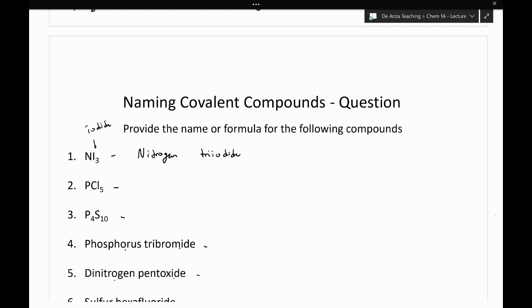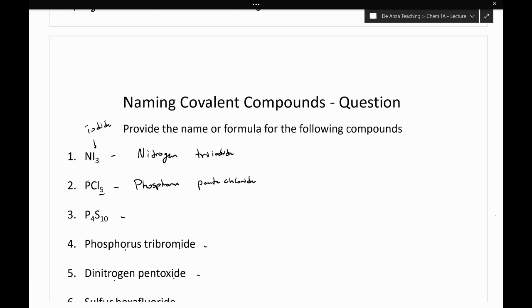So forget the fact I talked about dropping the i's. Let's keep them in this case. Let's only drop vowels if we have things with the oxygen. Okay? And so this is nitrogen triiodide. In our second case, now we have phosphorus with chlorine. We only have one phosphorus, so we can name that normally. So just phosphorus. We have 5 chlorines, so that's penta. And then the base name of our second element is chloride. So this is phosphorus pentachloride.